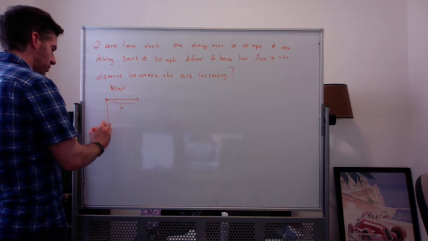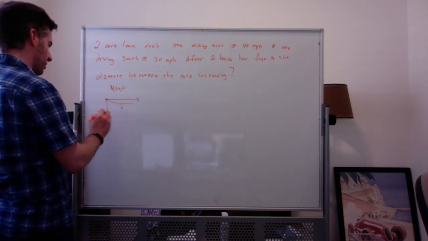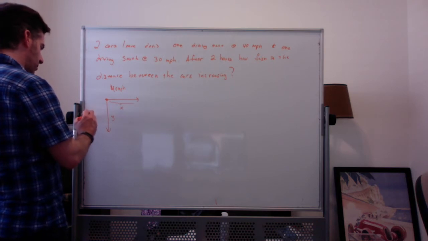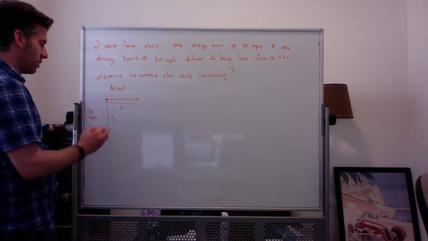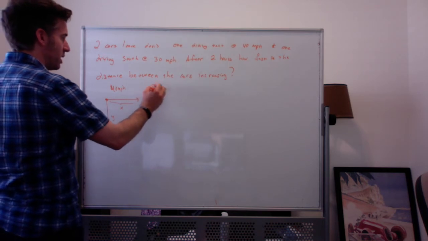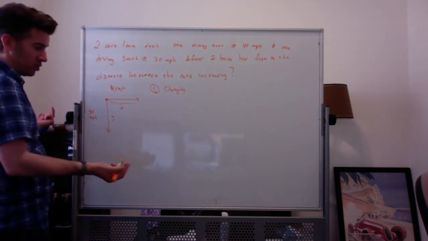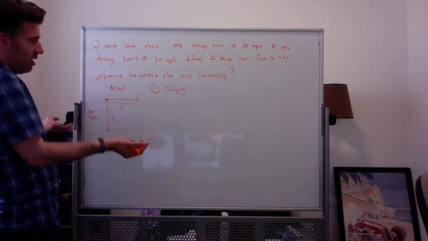Drawing the pictures is important. I'm going to draw another car going south, and let's call this distance y, and it's going south at 30 miles per hour. So here's what I know. It's really important when you're trying to figure out what's changing to label your picture, right? If I just said this was some distance, I would not know.